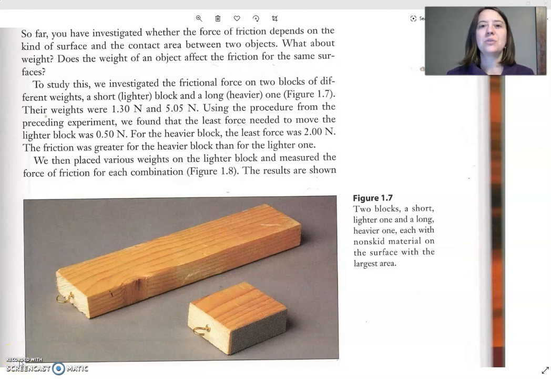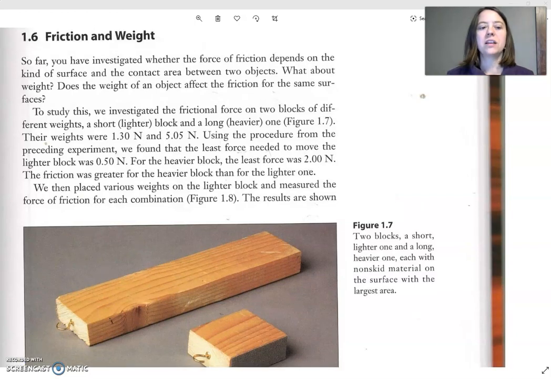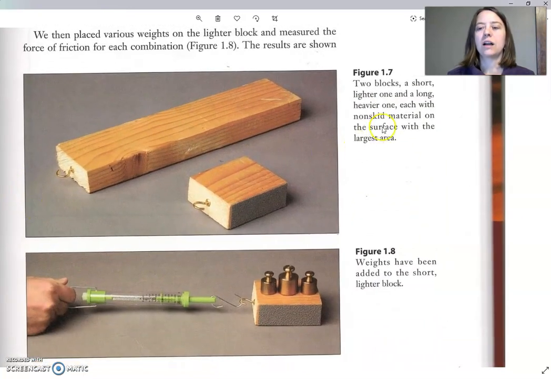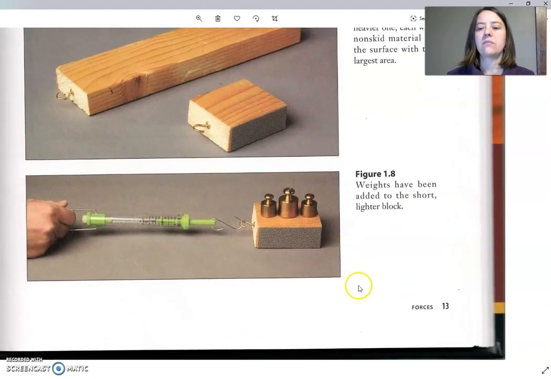Please take a minute and do a virtual post-it note. Great. We then placed various weights on the lighter block and measured the force of friction for each combination. The results are shown. Before we move on to the next page, let's look at the pictures. So two blocks, a short one and a longer, heavier one, each with non-skid material on the surface with the largest area. And then the weights have been added to the short, lighter block. And we're going to look at the data just now.